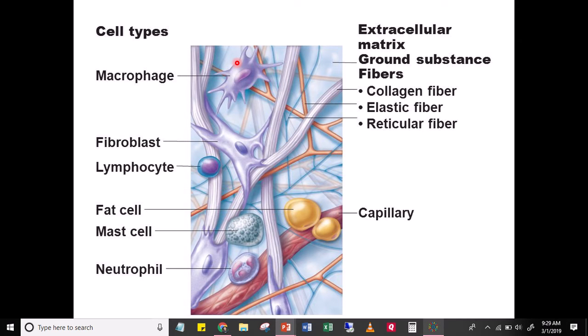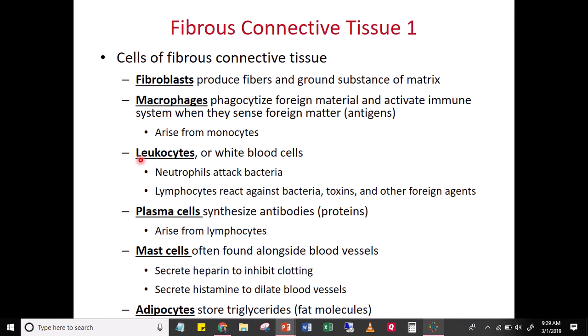We have leukocytes. Leukocytes we've talked about in the lab already. Leukocyte is the technical name for white blood cell. You do not need to know what individual leukocytes do at this point in the course. This is kind of just an FYI right now. Neutrophils are the most common leukocyte in the body, and they focus on attacking bacteria. We have lots of neutrophils in the connective tissues of our body.